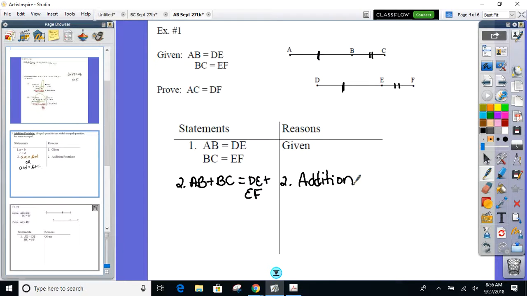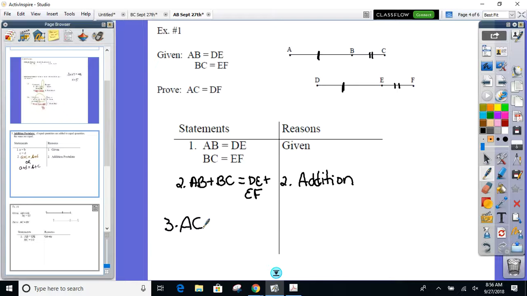Okay, but this is what I need, AC and DF. I don't see that yet. This should be the very last step in all your proofs, what I'm asking you to prove. So how do I go from here to that last step? What is another name for AB plus BC? AC.